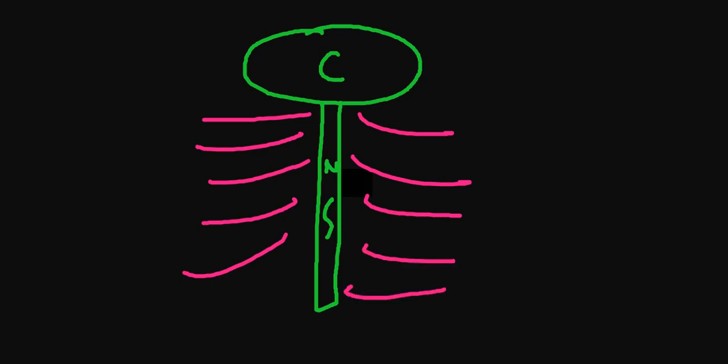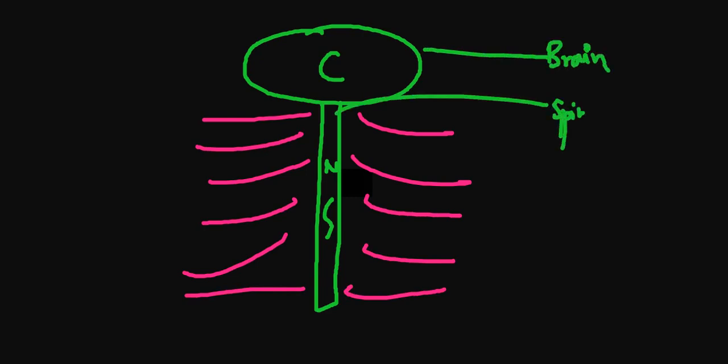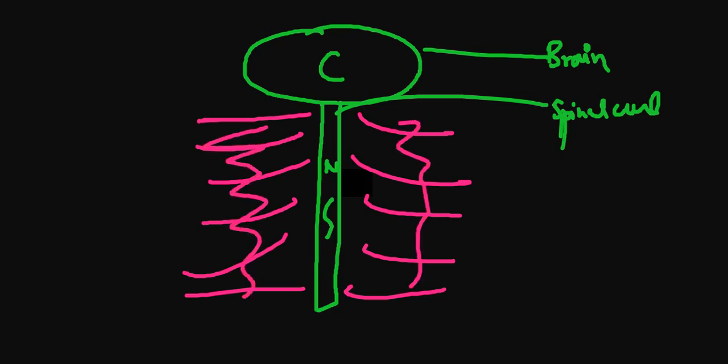Now CNS consists of, as you can see on your screen, the brain and the spinal cord over here. This is the spinal cord, and these are the hands, toes, and all those things of your body, called the PNS, the peripheral nervous system. You just have to take care of this thing: CNS consists of only the brain and spinal cord, and PNS consists of everything else, leaving out the brain and spinal cord.